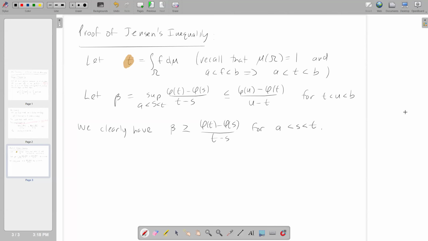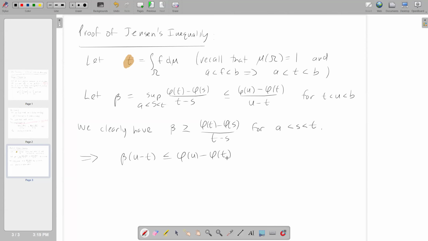And so now we're going to conclude. Therefore, beta times u minus t is less than or equal to phi of u minus phi of t.